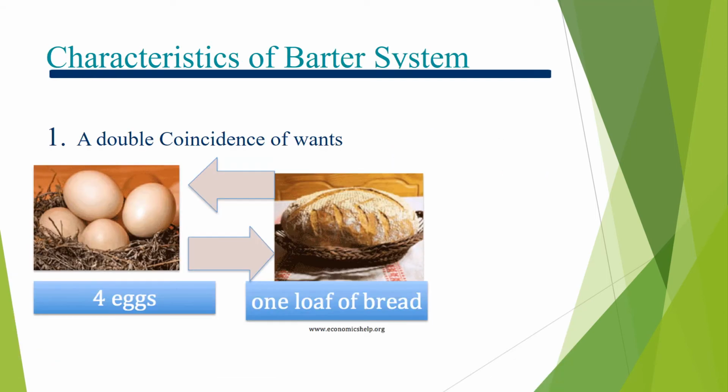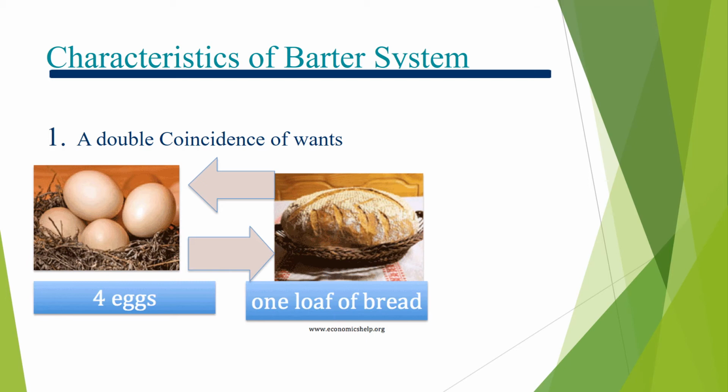We cannot talk about barter and not talk about the characteristics, right? And there are 5 characteristics that we are going to look at. Now the very first one is a double coincidence of wants. What is a double coincidence of wants? Exchange can only take place if both parties want what each other has. Let me say that again. Double coincidence of wants: exchange can only take place if both parties want what each other has.